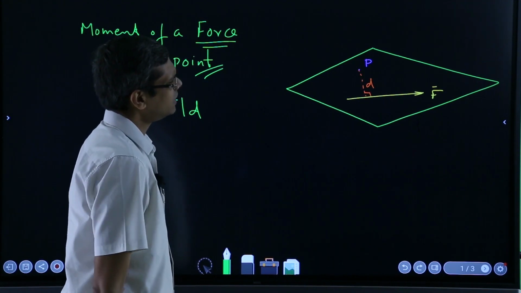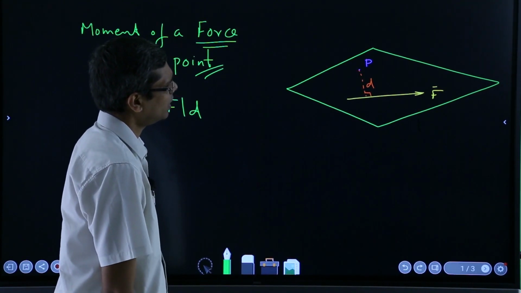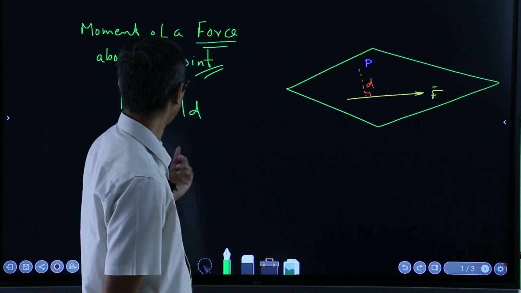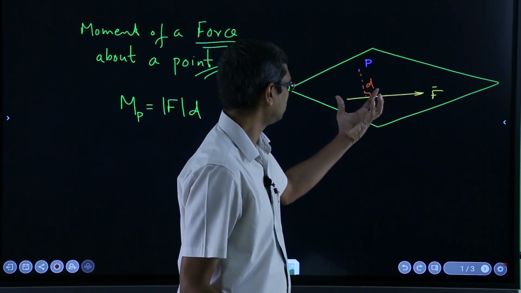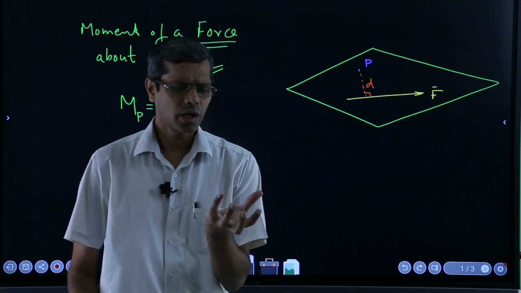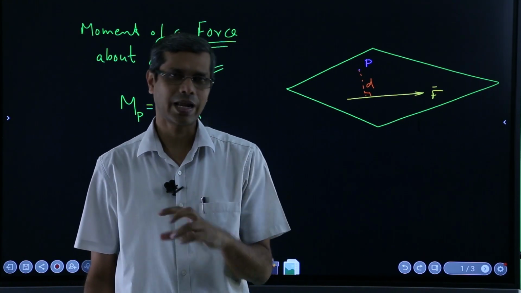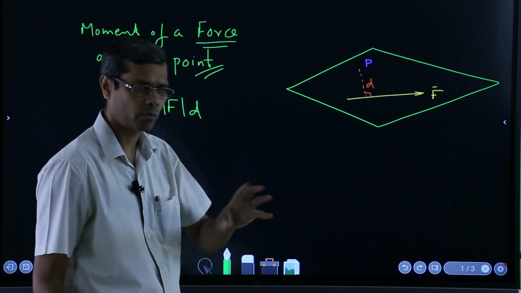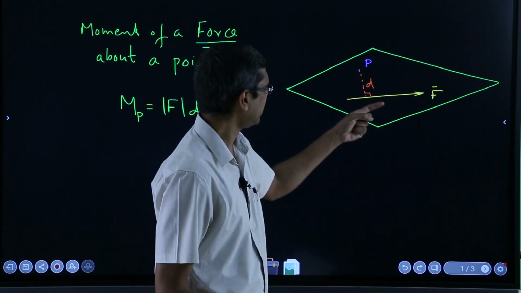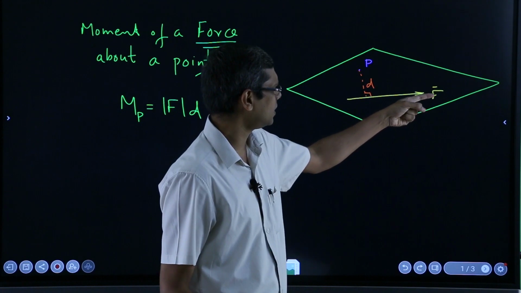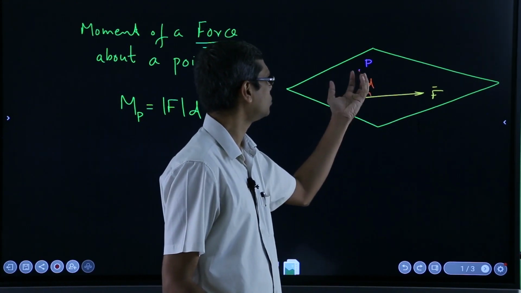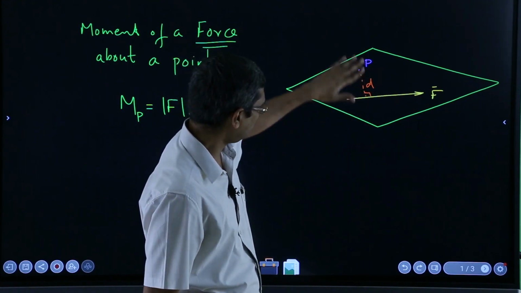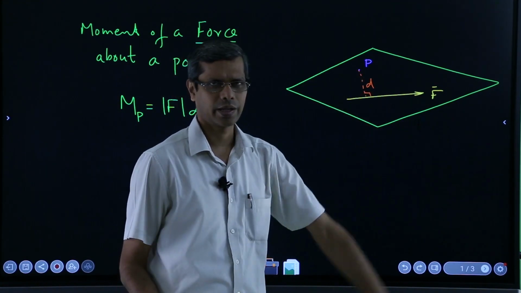Now, feeling wise it should tell you that the moment is nothing but the twisting effort. We had been using that word since we discussed the cantilever beams moment, right. So, the basic idea is how much this force tries to turn about the point P. So, the lever arm times the F.